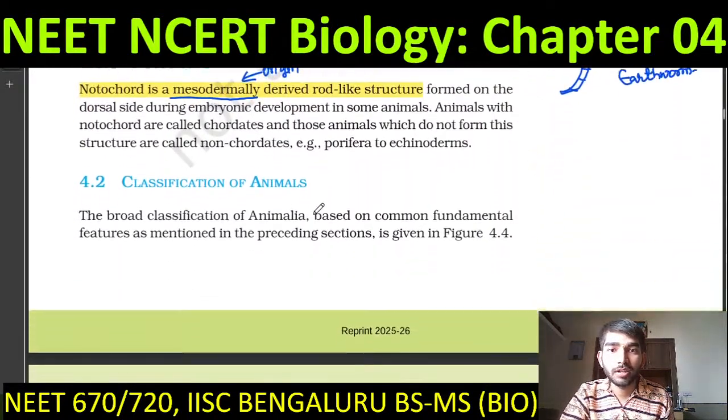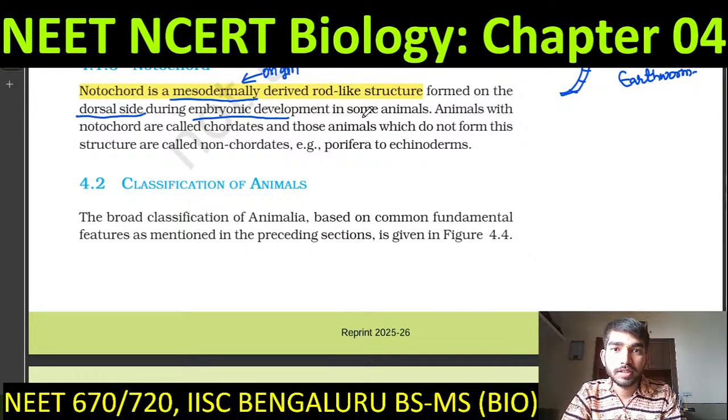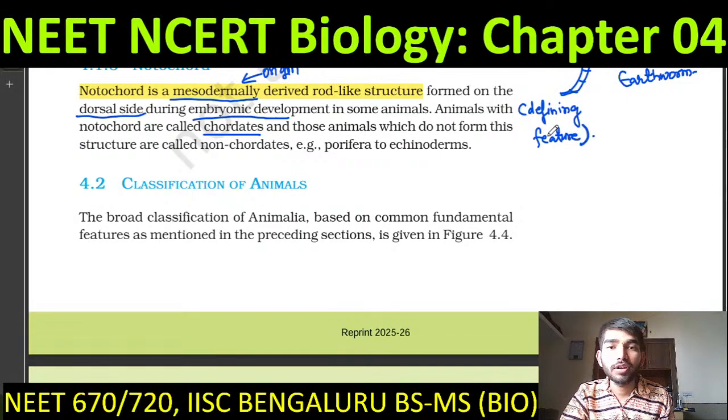Will form your vertebral column in the chordates, formed on the dorsal side during embryonic development in some animals. So the more advanced animals have this structure; the less advanced don't have this evolved structure yet. Animals with notochord are called chordates. This is a defining feature. Organisms that have this notochord are called chordates, and those animals which do not possess this are called non-chordates. Like Porifera to echinoderms, all these phyla don't have it.